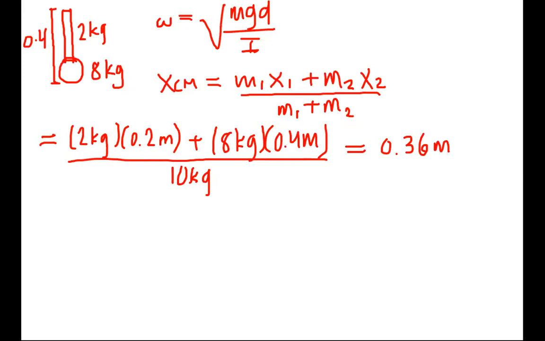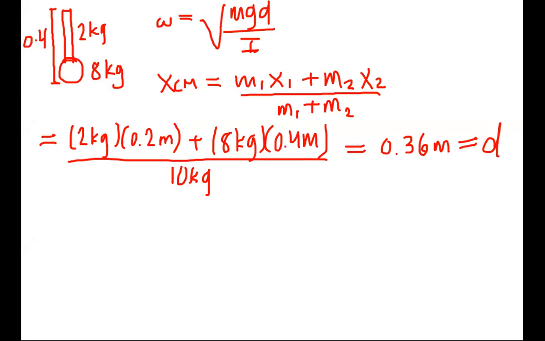And we can say that the distance from where it's rotating to the center of mass of the disc is the full length of 0.4 meters, because the rod goes to the center of the disc. So using that, we are able to calculate the center of mass to be 0.36 meters. That represents the d in the equation above, because that is the distance from the rotating point to the center of mass.